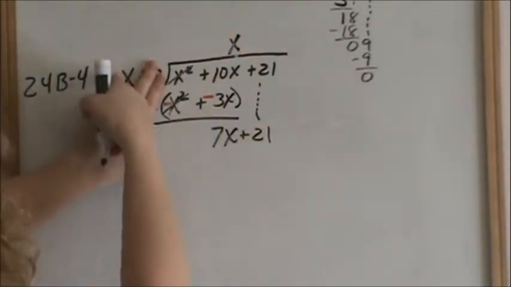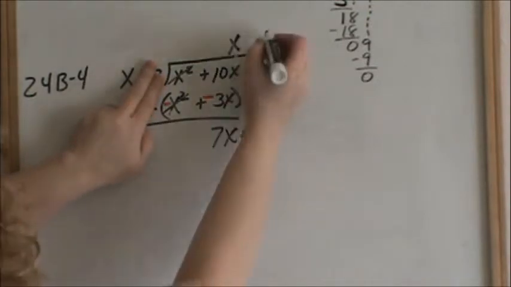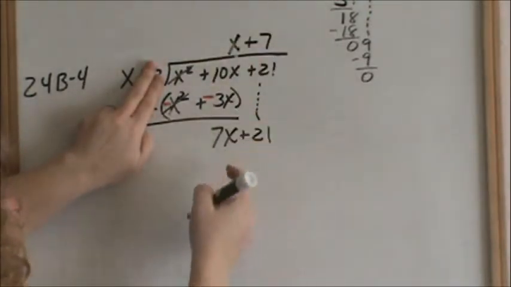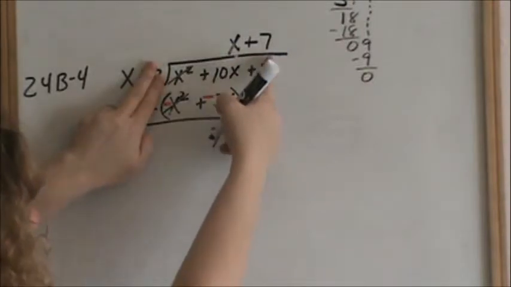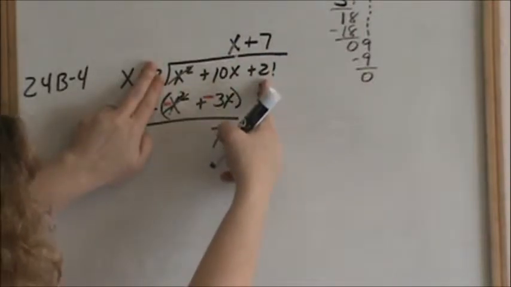7 times x gives you 7x, a positive 7. So this needs to be a positive 7. It gets lined up with my whole numbers. My whole number is over my whole number column.